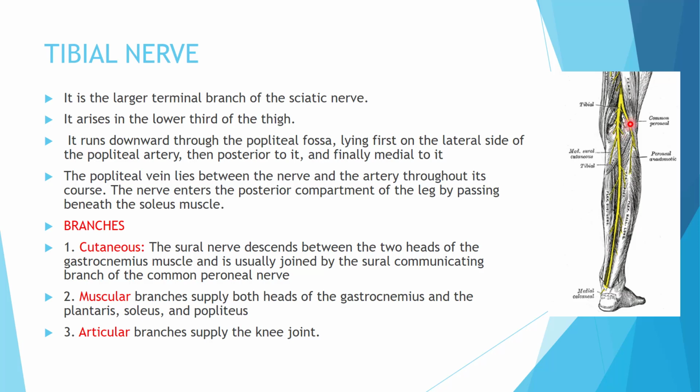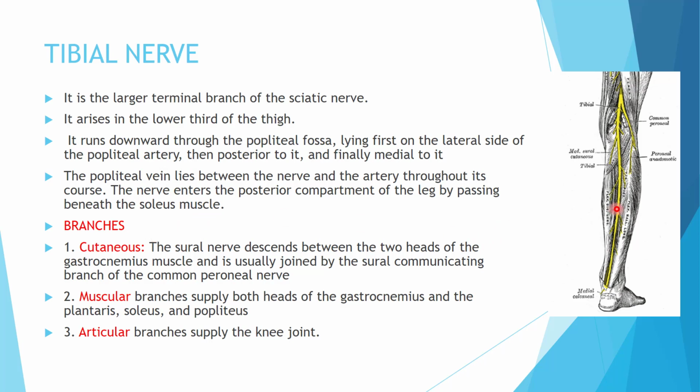It arises in the lower third of the thigh. See here, it is arising at the lower third of the thigh. It runs downward through the popliteal fossa, lying first on the lateral side of the popliteal artery, then it becomes posterior to the popliteal artery, and finally it becomes medial to the popliteal artery. The popliteal vein lies between the nerve and the artery throughout its course. The nerve enters the posterior compartment of the leg by passing beneath the soleus muscle. Remember this muscle, this is a muscle of the posterior compartment of the leg.